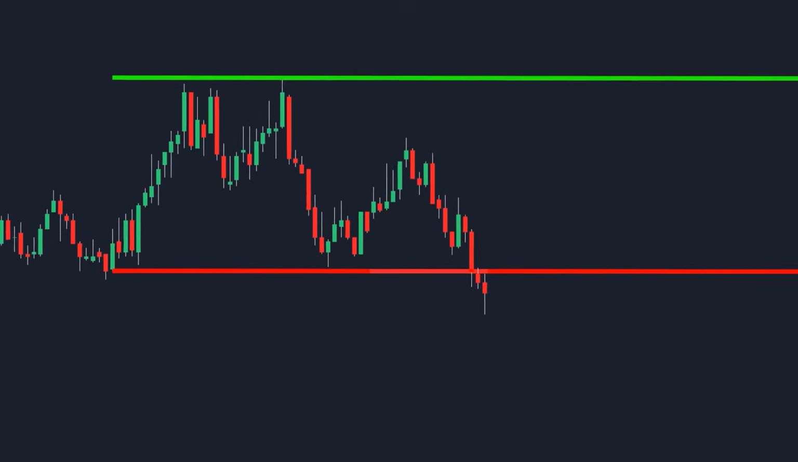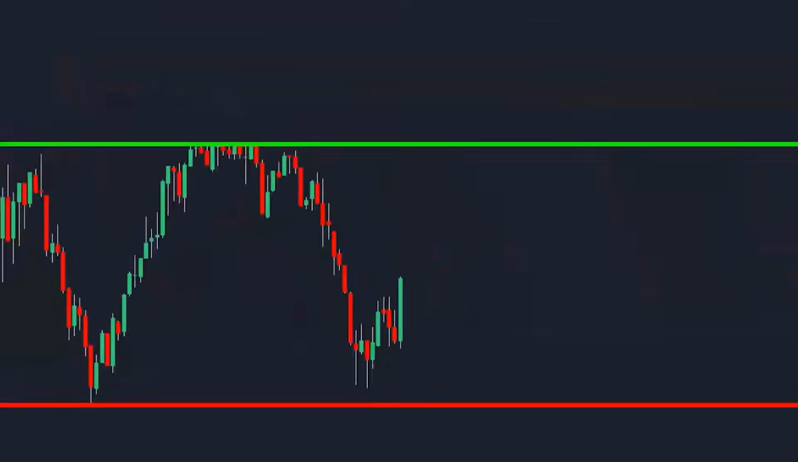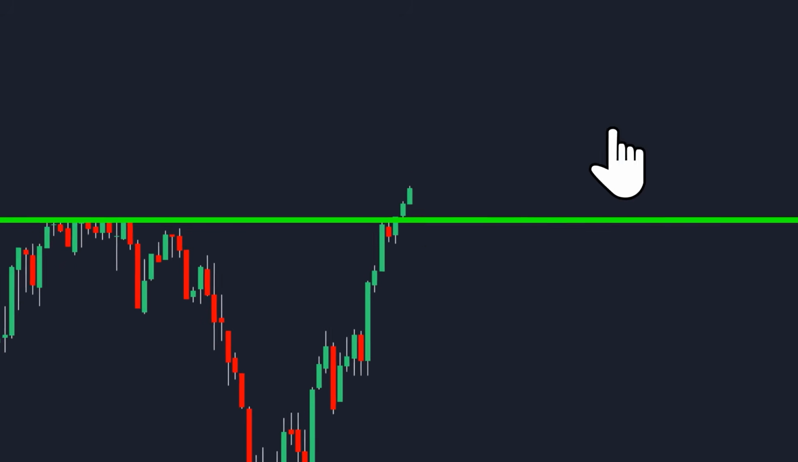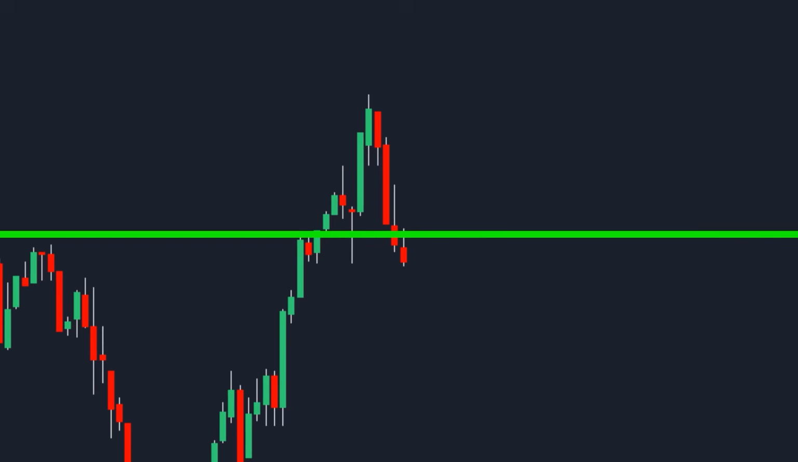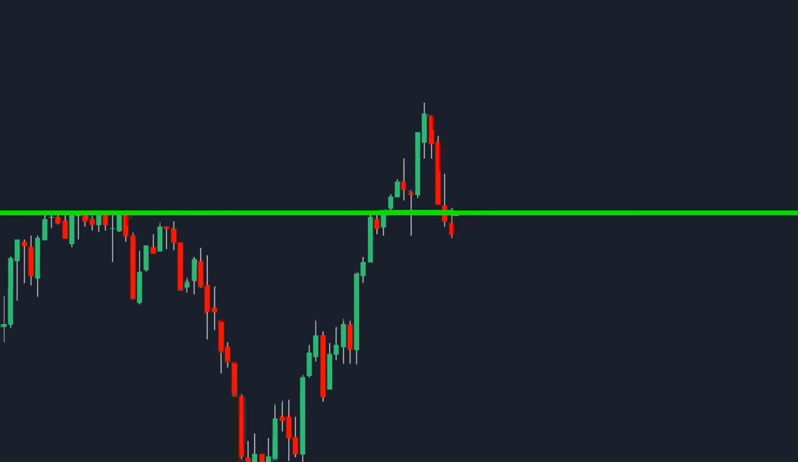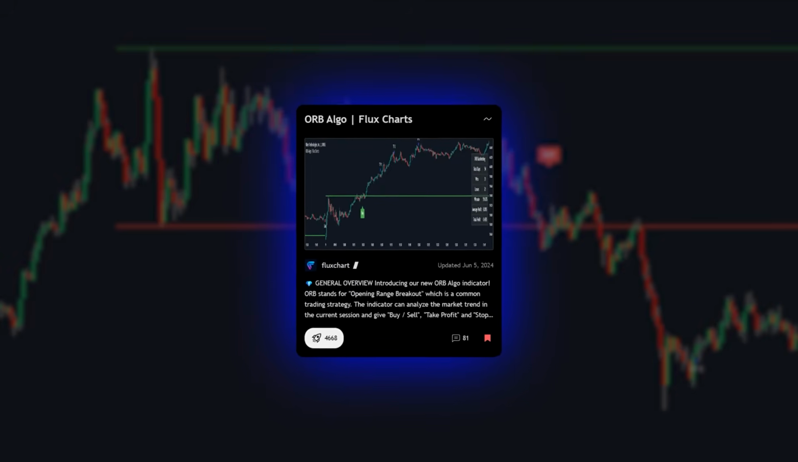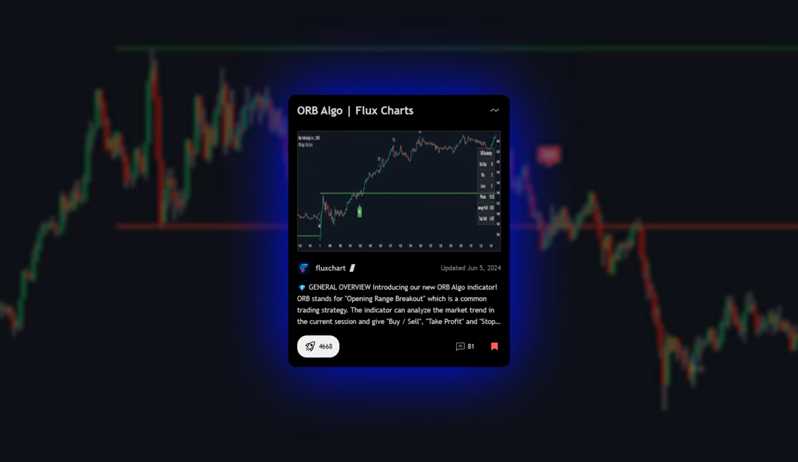But here's the catch, and this is where most traders get wrecked. Not every breakout is real. In fact, most of them aren't. Price breaks out, it looks strong, you get FOMO and jump in, and 2 minutes later, it's back inside the range, stopping you out. And that's why the real ORB strategy isn't about being early, it's about being right. So the question is, how do you know which breakouts are worth following? And that's where the ORB Algo indicator by Flux Charts comes in.